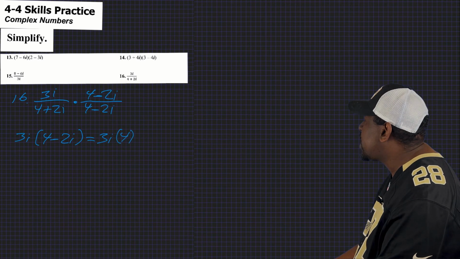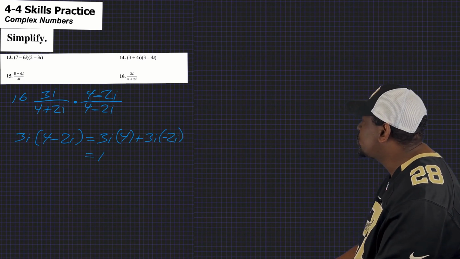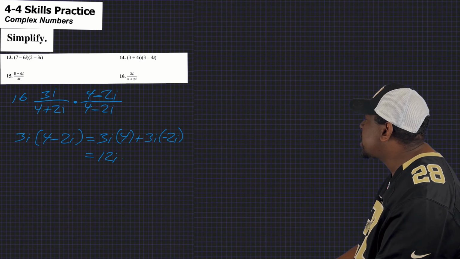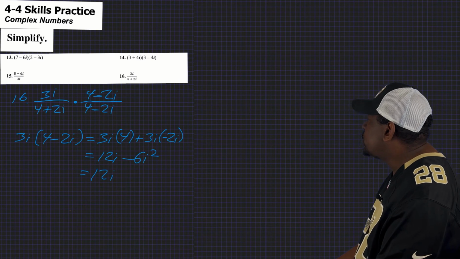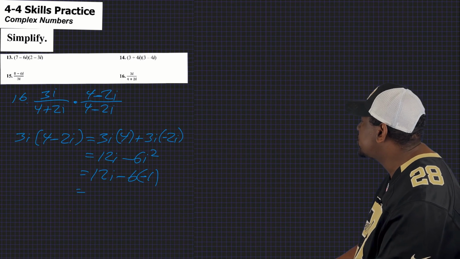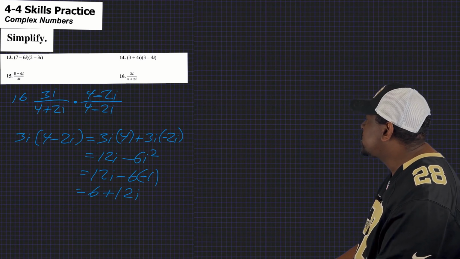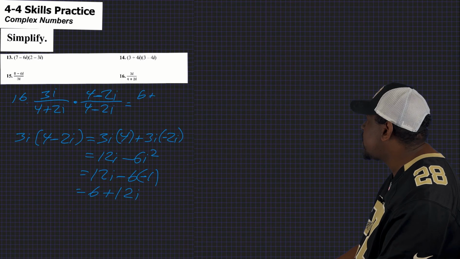You distribute 3i into the grouping symbol, creating two products, 3i times 4 and 3i times negative 2i. 3i times 4 is 12i. 3i times negative 2i is negative 6i squared. We substitute negative 1 for i squared, which would give us negative 6 times negative 1, which is positive 6. And so your final answer will be 6 plus 12i. That is the final simplification of 3i times 4 minus 2i. So in the numerator, we can now write 6 plus 12i.